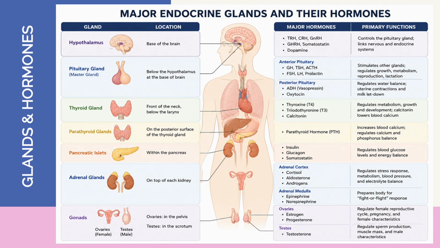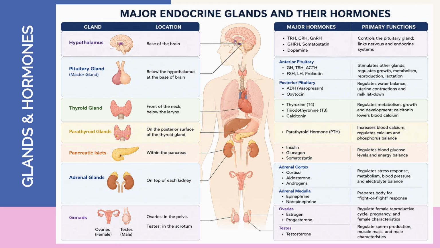Now, moving to the neck, we find the thyroid gland. This produces thyroxine, or T4, triiodothyronine, or T3, and calcitonin. Now, T3 and T4 regulate metabolism, growth, and energy production, while calcitonin, if you want to guess, helps lower blood calcium levels. Okay. Located on the posterior surface of the thyroid are the four small parathyroid glands.